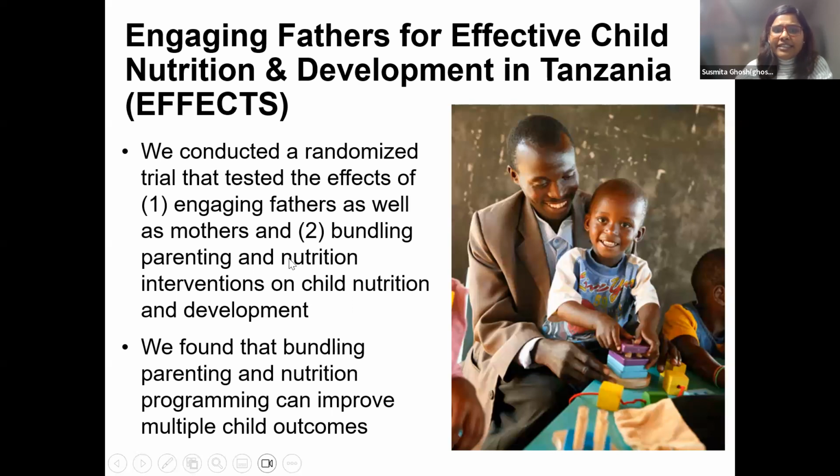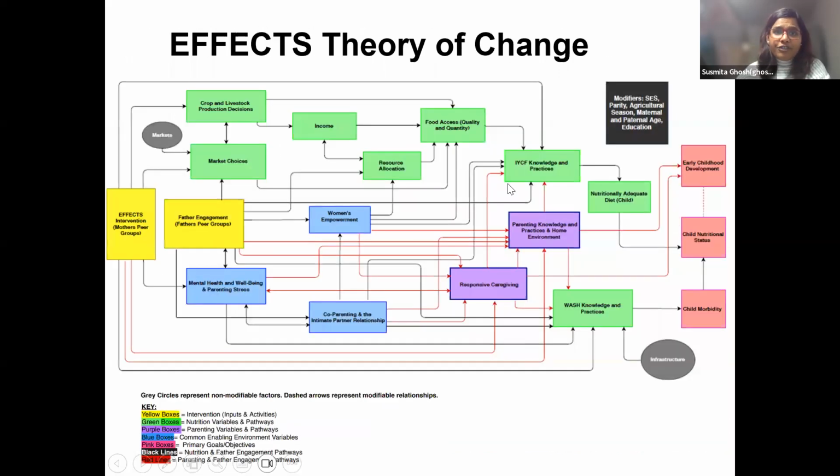And we found that bundling a parenting and nutrition program can improve multiple child outcomes, such as the dietary diversity of the child. It also has significant effects on developmental domains, such as cognitive development of the child. This is the theory of change of our study.